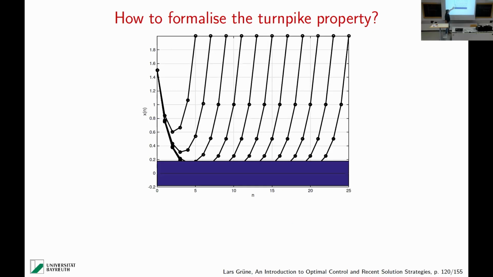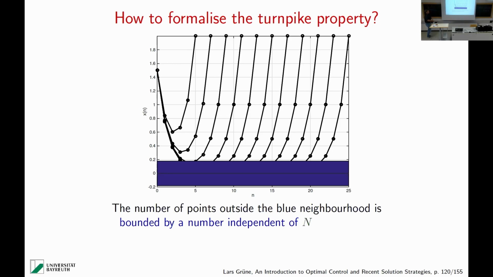arbitrary neighborhood, maybe this blue one, and then we count the number of points where the solutions are not in this neighborhood. And if you do this counting here, you see it's never more than 8. So it's 1, 2, 3, 4, 5, 6, 7, 8, if we count this as inside, and no matter on which trajectory you look, it's never more than 8 points outside. And then the Turnpike property requires that the number of points outside the blue neighborhood is bounded by a number which is independent of n, and here it's 8.